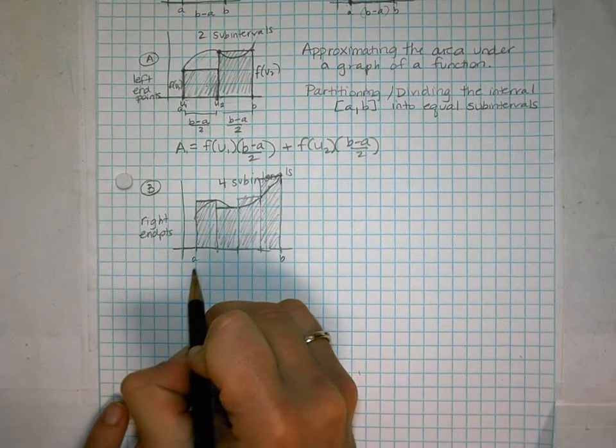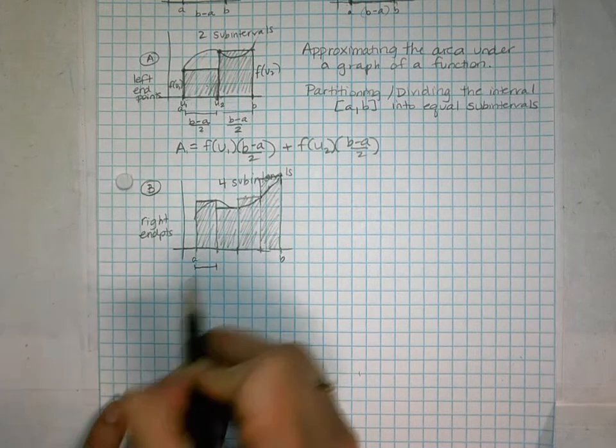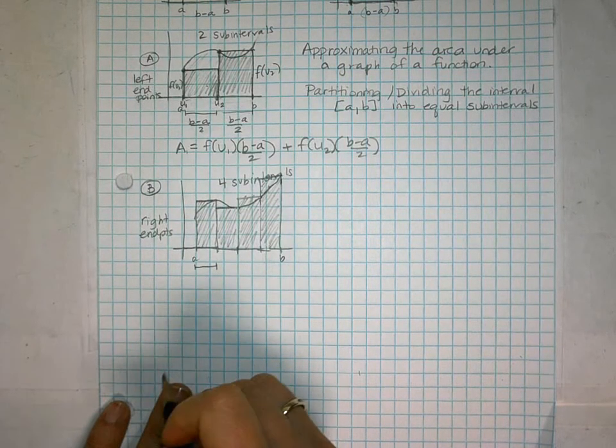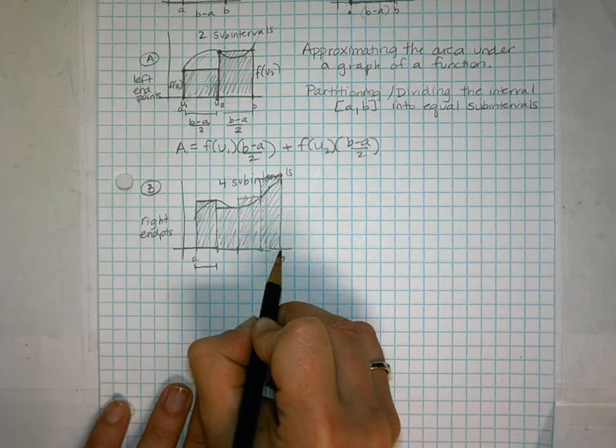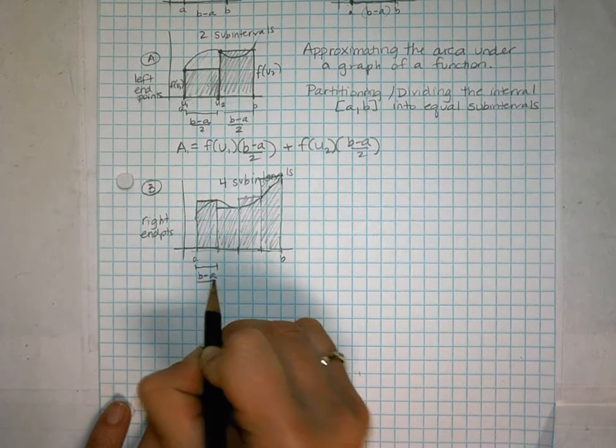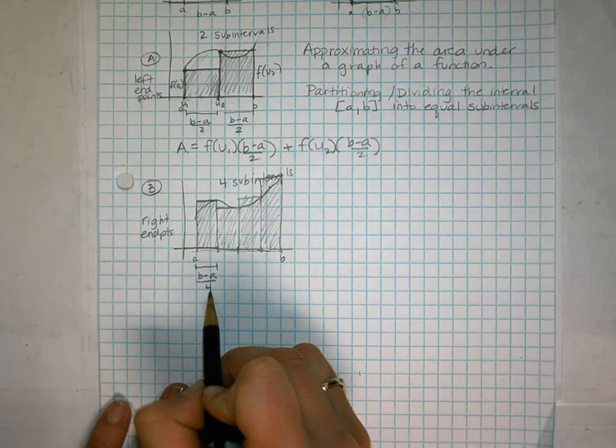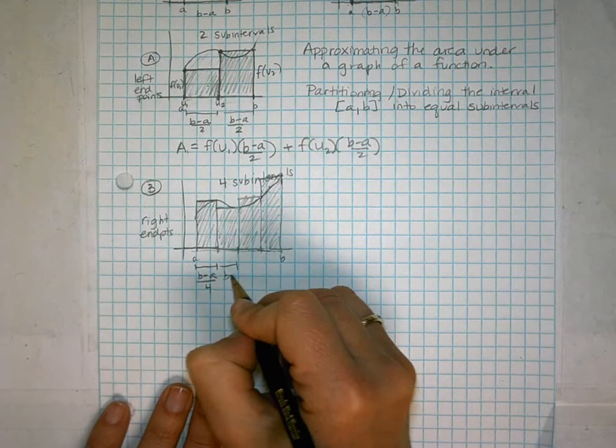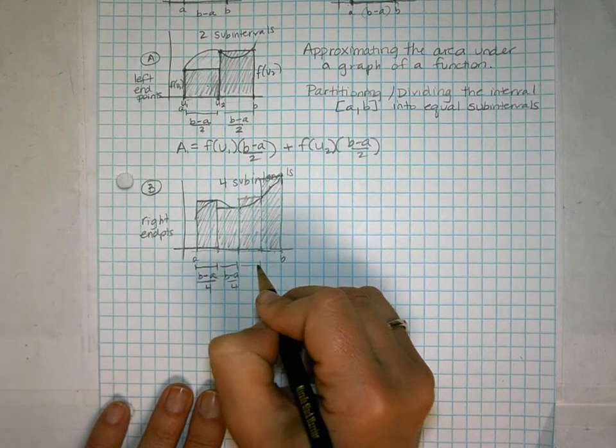So if I was going to actually try to find the length of the base of this rectangular piece, how much is that? Well, it's this amount, so b minus a, divided by how many intervals? There were 4 intervals. So each of these pieces is b minus a over 4. Each of the bases is b minus a over 4.